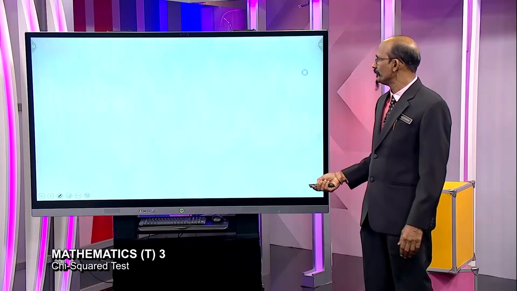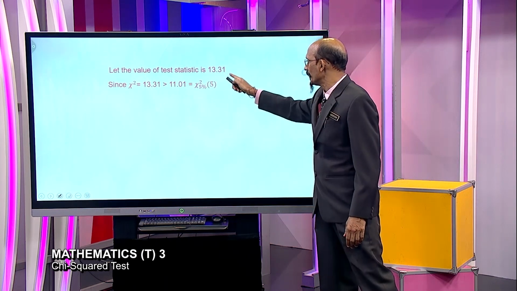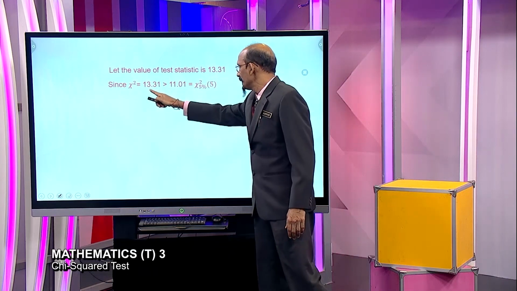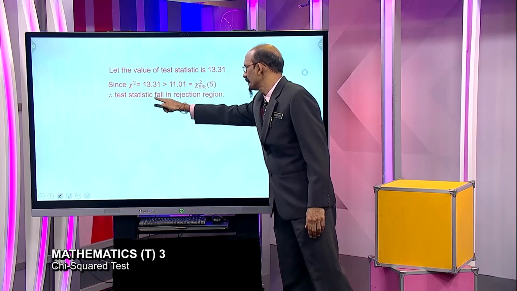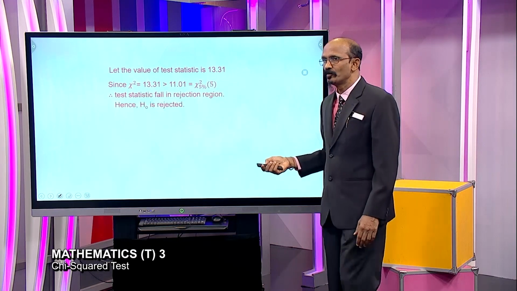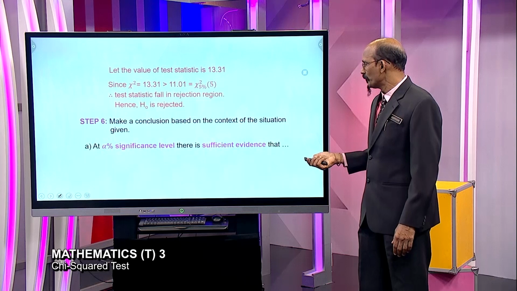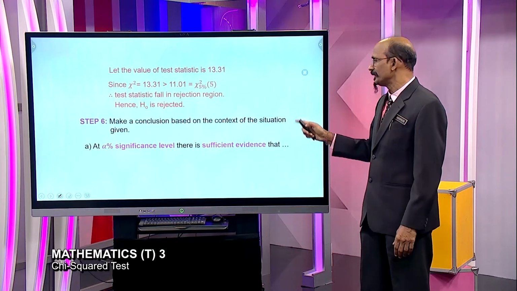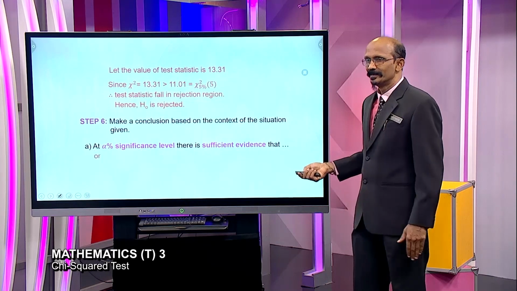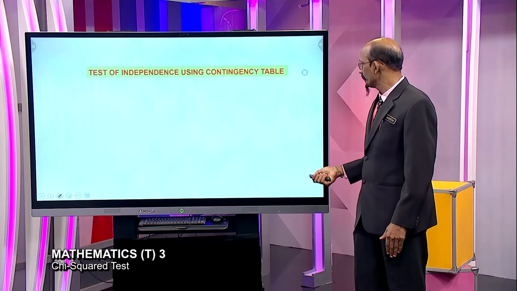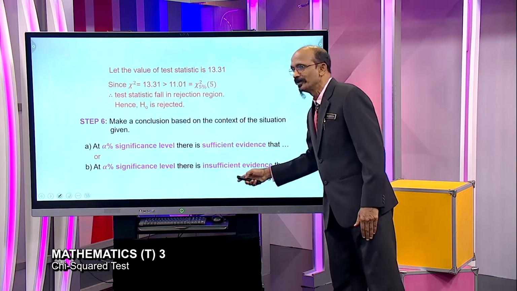In step 6, we write the conclusion. Let's say our test statistic is 13.31 and this is my critical value. I do a comparison, and the result is that the test statistic falls in the rejection region. Then my conclusion is H0 is rejected. Based on that, my conclusion will be: at alpha % significance level, there is sufficient evidence that, following what is required in the question. Or I can write: at the significance level, there is insufficient evidence. Only these 2 words can be used; no other word can be used.